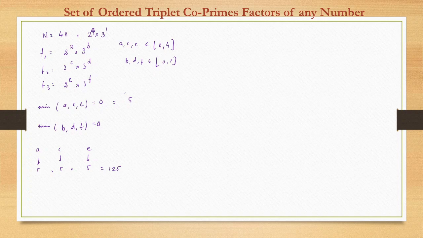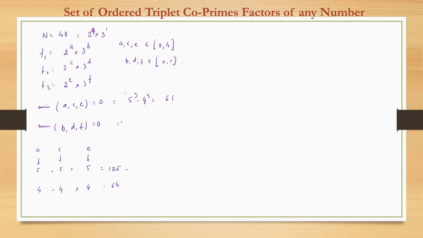So these are all the possible values which A, C, E can take, but we want only those cases where at least one of them takes a value of 0. So total cases minus the cases where none of them takes a value of 0. The case where none of A, C, E takes a value of 0 can be: A takes value 1, 2, 3, 4, 4 ways, C takes value 1, 2, 3, 4, 4 ways, E takes value 1, 2, 3, 4. So this way it is 64. The same we will be doing here, 5 cube minus 4 cube. So this is nothing but 61.